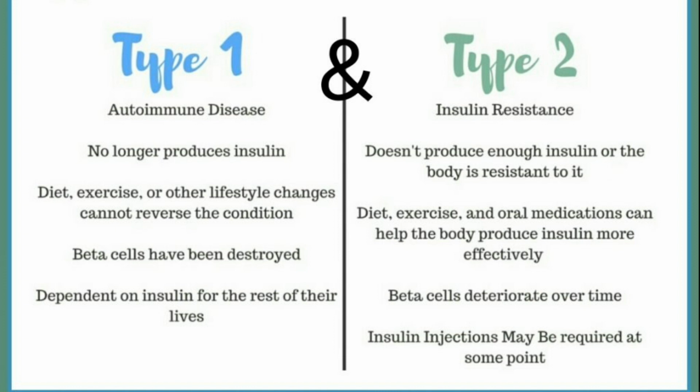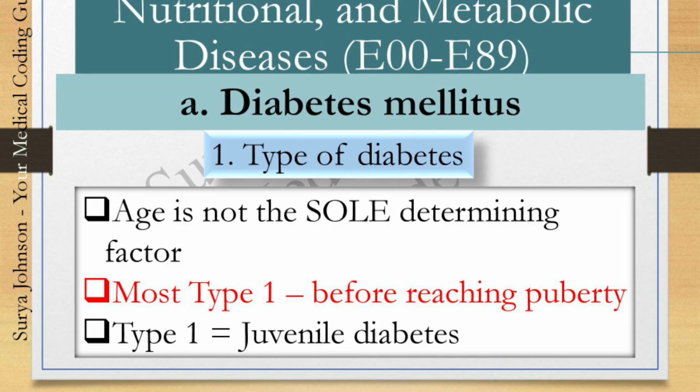But because the patient is very young, that doesn't mean that patient is type 1 diabetes. You can query the physician very well. Don't think that if you query the physician for asking type 1 or type 2, they'll get mad at you. No. So age is not the sole determining factor, but most type 1 diabetes mellitus come before reaching puberty.